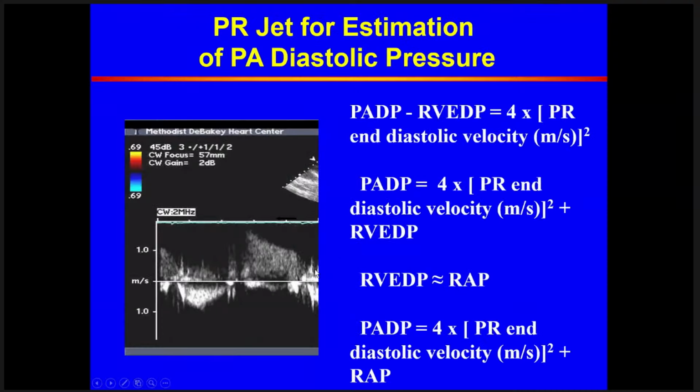We can apply it also to estimate pulmonary artery diastolic pressure. The interest here is in the end diastolic velocity. And so we use that end diastolic velocity, square it, multiply it by 4, and then add the RV end diastolic pressure. In many situations, the RV end diastolic pressure and the right atrial pressure are close to one another. And so if you have a non-invasive estimate of right atrial pressure, you can plug it into this expression, and now you have pulmonary artery diastolic pressure.